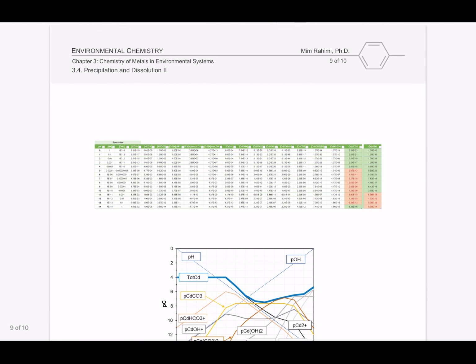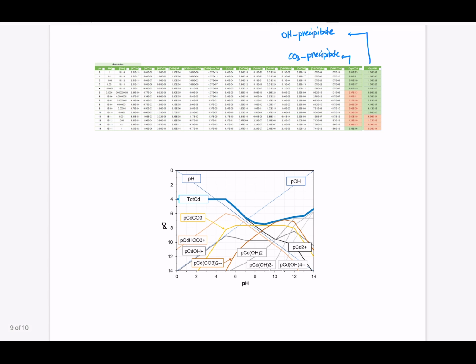And this would be something like this one, that in one side it's showing the carbonate precipitate, and this one is talking about possibility of hydroxide containing precipitate. But eventually what we get is basically this one as a total concentration of cadmium in the system, which is basically a combination of both phenomena that is happening behind the scene.